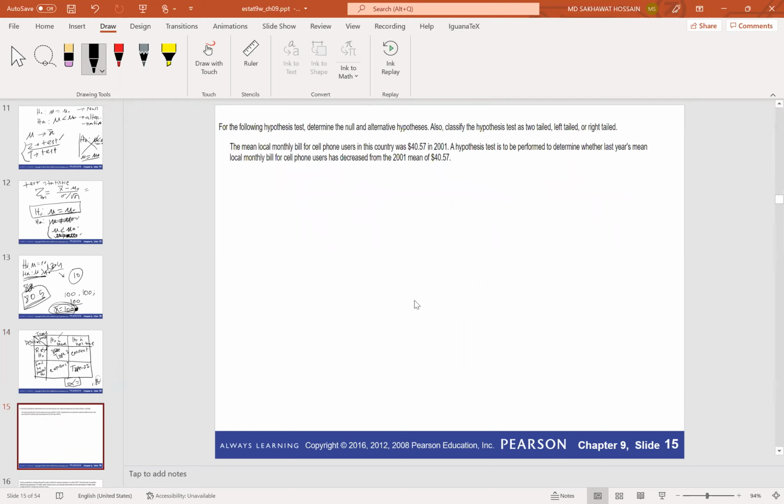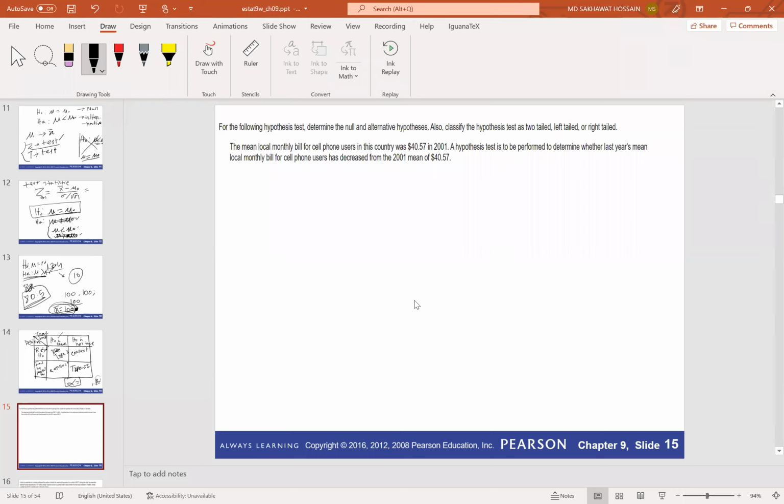Okay, so now we'll go over some examples. For the following hypothesis tests, determine the null and alternative hypothesis. Before doing any hypothesis test, the first thing is to determine the null and alternative hypothesis. Also classify the hypothesis test as two-tailed, left-tailed, or right-tailed. Then we'll determine the tail of the test.